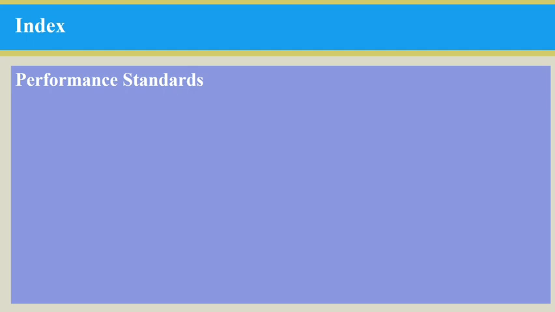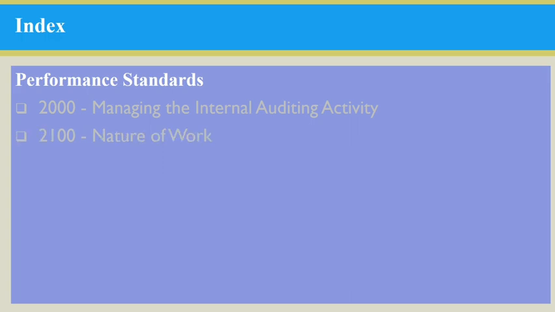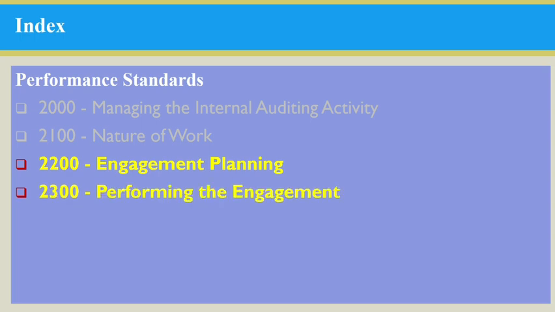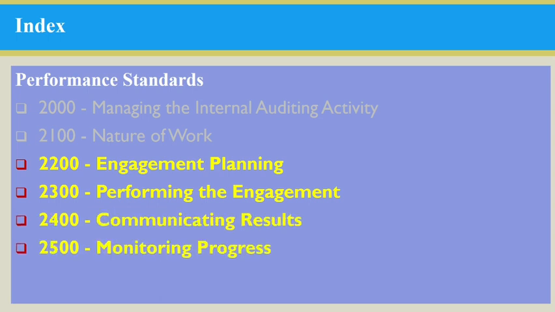In the last video, video number 5, we talked about the first two performance standards, managing the internal auditing activity and nature of work. Today in this video, we're going to talk about the remaining 4 performance standards: 2200, engagement planning, 2300, performing the engagement, 2400, communicating results or reporting, 2500, monitoring the program.